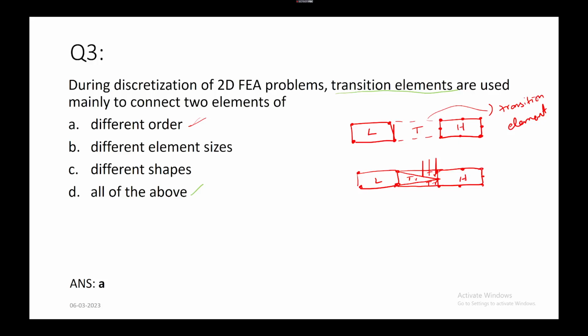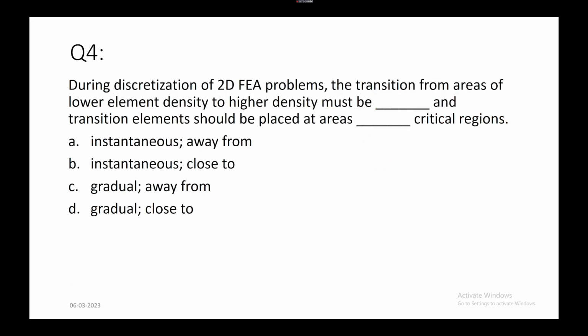So one more question regarding the discretization. Again, during the discretization of 2D finite element problems, the transition from areas of lower element density to higher density must be dash, and transition elements should be placed at areas dash critical regions. So we have two options corresponding to each fill in the blank. The first blank is either instantaneous, that is a transition from lower density elements to higher density elements, or gradual. And transition elements should be placed at areas close to the critical region or away from the critical region. So we have four options, two options for each fill in the blank.